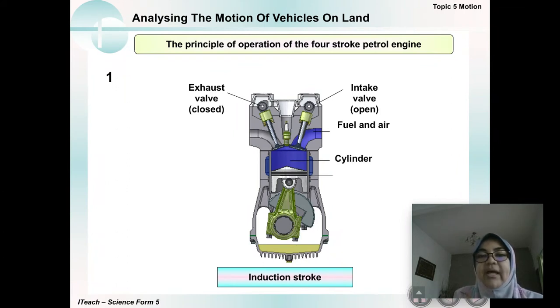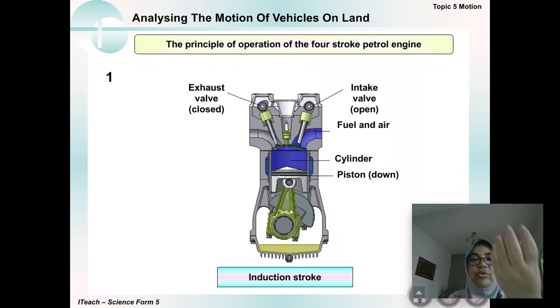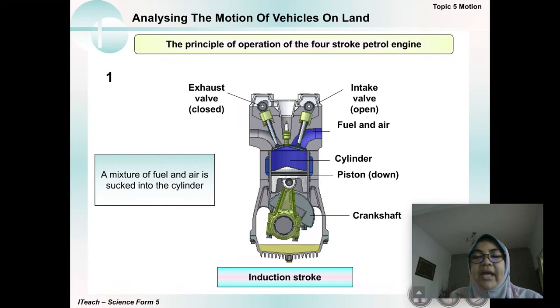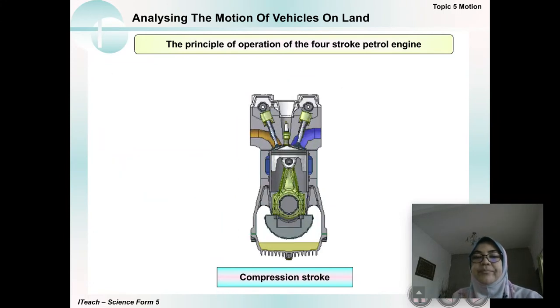Okay, and then we have the cylinder inside. Dan bila intake valve tu open, piston akan turun ke bawah, memberi ruang untuk fuel and air to enter. Okay, and then we have the crankshaft. Crankshaft ni bila piston bergerak, dia akan pusing. So the mixture of fuel and air is sucked into the cylinder at induction stroke.